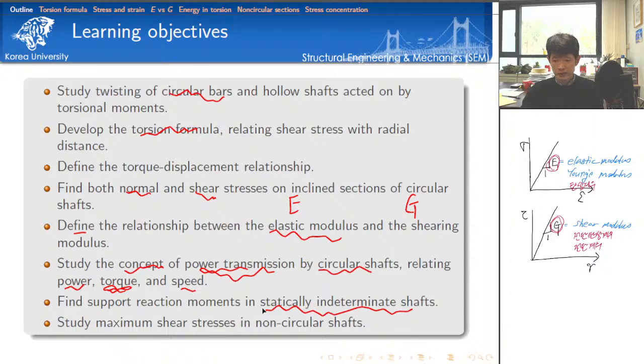It doesn't matter whether you are dealing with statically determinate structures or statically indeterminate structures. And then here we want to discuss how to calculate the maximum shear stress in a non-circular shaft. This is kind of an advanced subject. We'll discuss the nature of the problem rather than solving for the maximum shear stress field. Basically, we don't want to study this last part, but we'll see the characteristics.